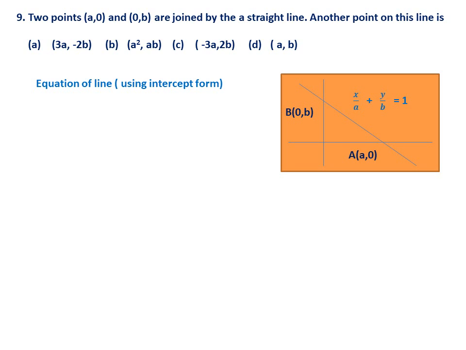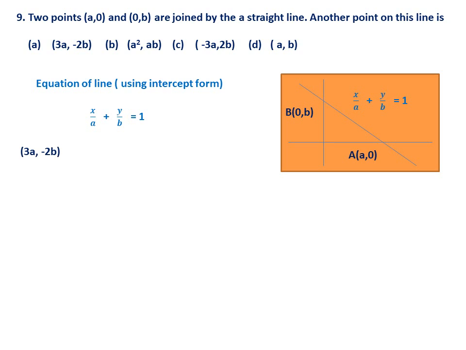If a line passes through A, 0 and 0, B, then its intercept form is x by A plus y by B equal to 1. Therefore I can write the equation of the line as x by A plus y by B equal to 1. Now what you have to do is, which point lies on this one? It is very simple. Just by inspection you can say, for example, check the first one: put x equal to 3a, so a cancels, giving 3.